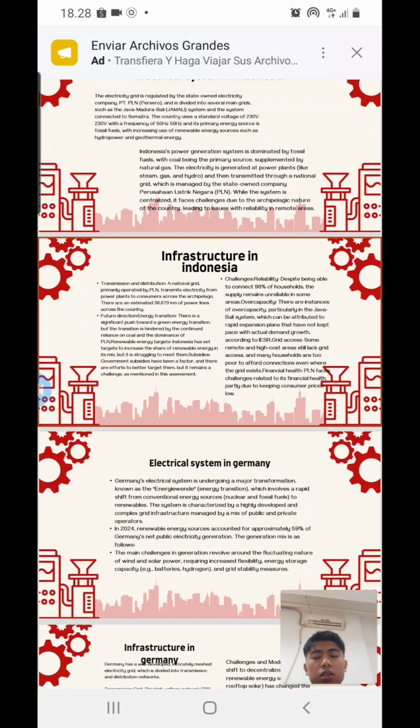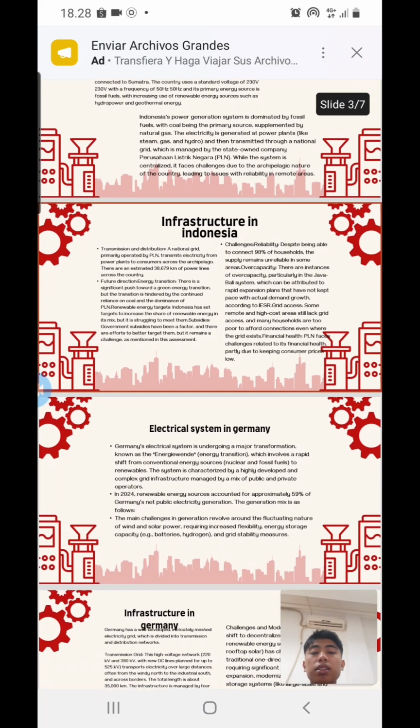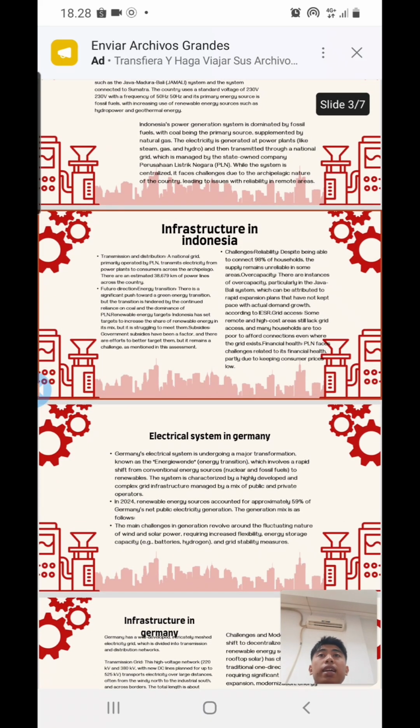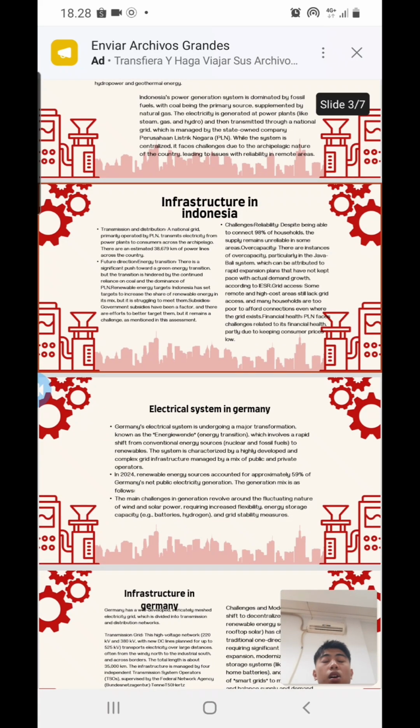And what about the infrastructure in Indonesia? We can see the transmission, distribution, and national grid are primarily operated by PLN. It transmits electricity from power plants to consumers across the archipelago. There are an estimated 38,679 kilometers of power lines across the country.